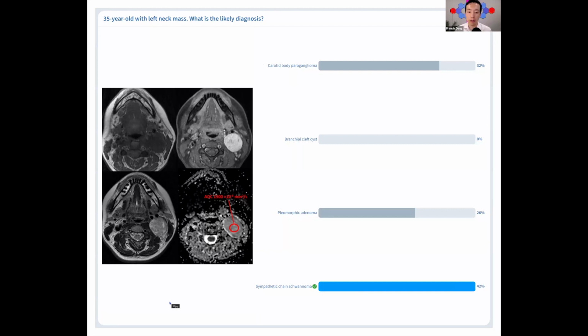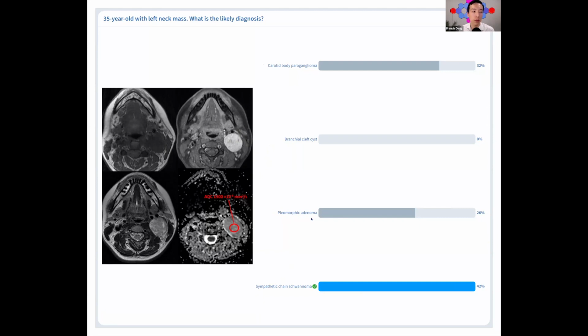Okay, very good. A plurality of you chose the correct answer, which is schwannoma, and specifically, this is in a location that would be typical of a sympathetic chain schwannoma. The key to getting this answer is twofold. Number one, recognizing the location of this. It is not in the parotid gland, which is more anterior and lateral to the sternocleidomastoid muscle.